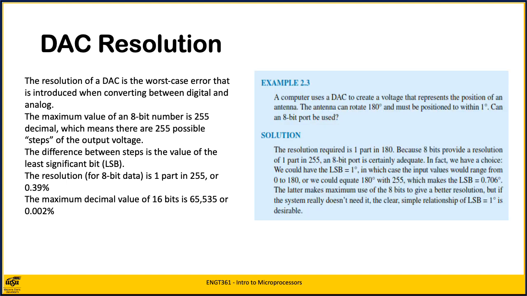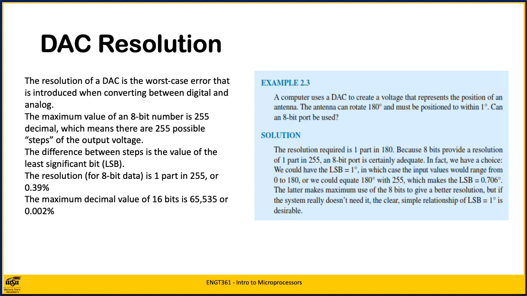The following example is taken from the text. A computer uses a DAC to create a voltage that represents the position of an antenna. The antenna can rotate 180 degrees and must be positioned to within 1 degree. Can an 8-bit port be used? The resolution required is 1 part in 180. Because 8 bits provide a resolution of 1 part in 255, an 8-bit port is certainly adequate.